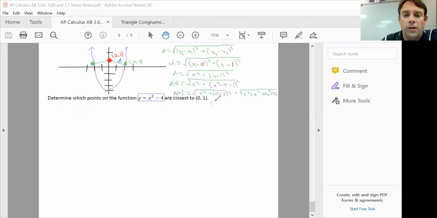So d of x equals x to the fourth minus 9x squared plus 25. All right, so that's going to be the equation that we're going to deal with for relative extrema. So, friends, go ahead and pause the video here. You guys know how to do relative extrema. See where you can take it from there.